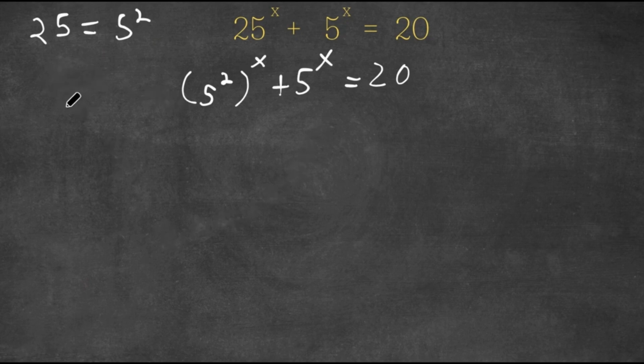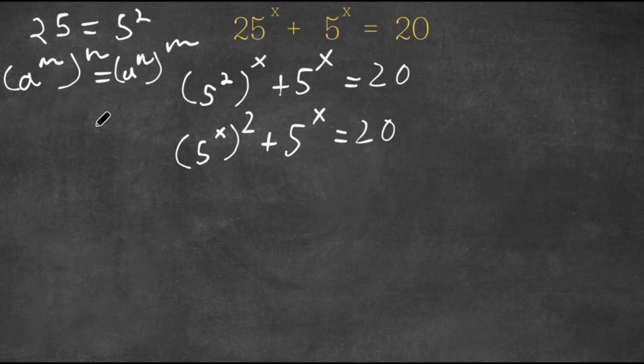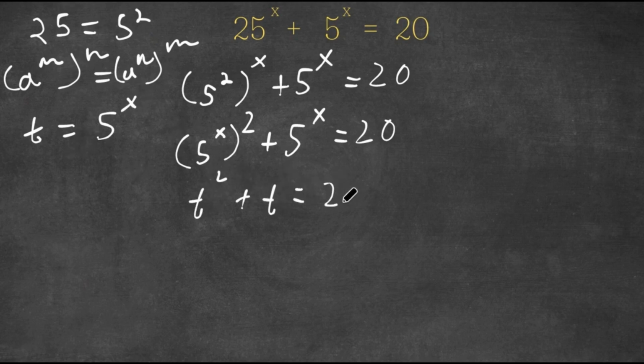Now, if we have something in the form a to the power of m to the power of n, this is the same thing as a to the power of n to the power of m. So 5 to the power of 2 to the power of x is the same thing as 5 to the power of x to the power of 2. So now I'm going to let the variable t equal 5 to the power of x. So now if I replace with t, I get t squared plus t is equal to 20.